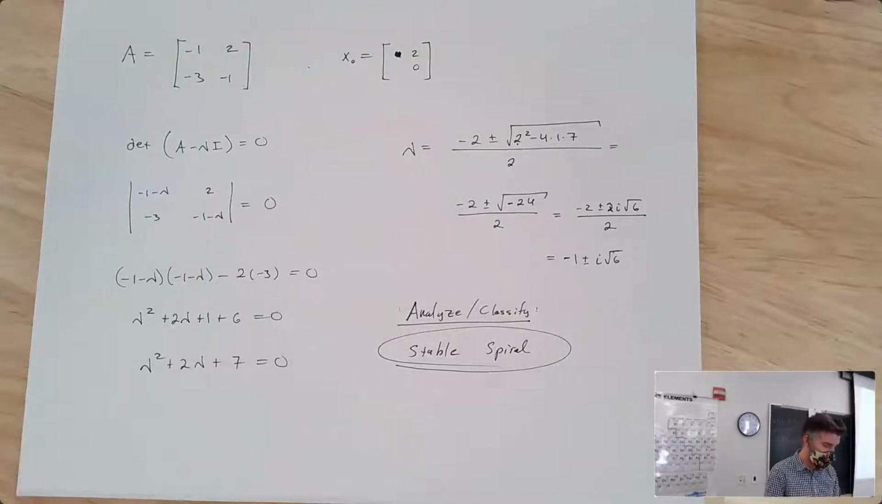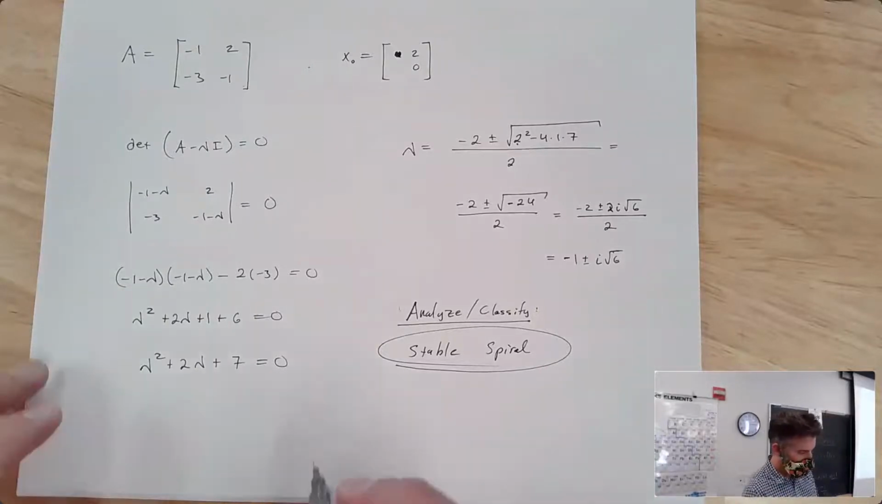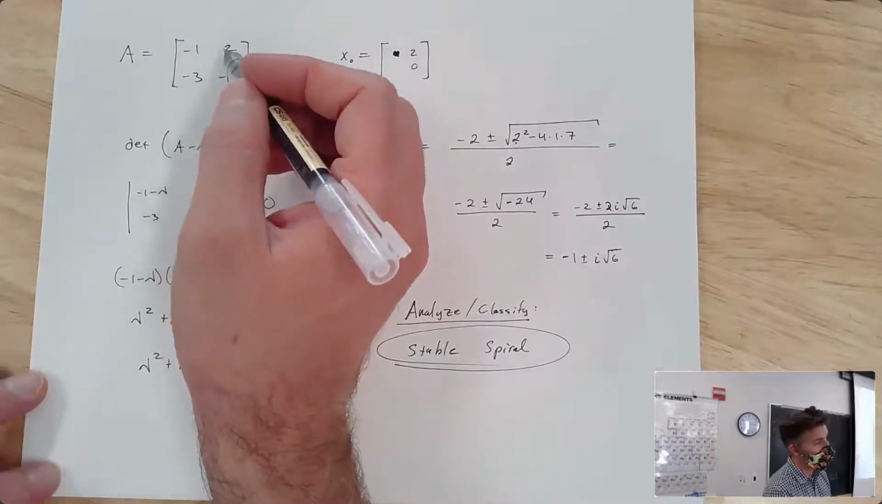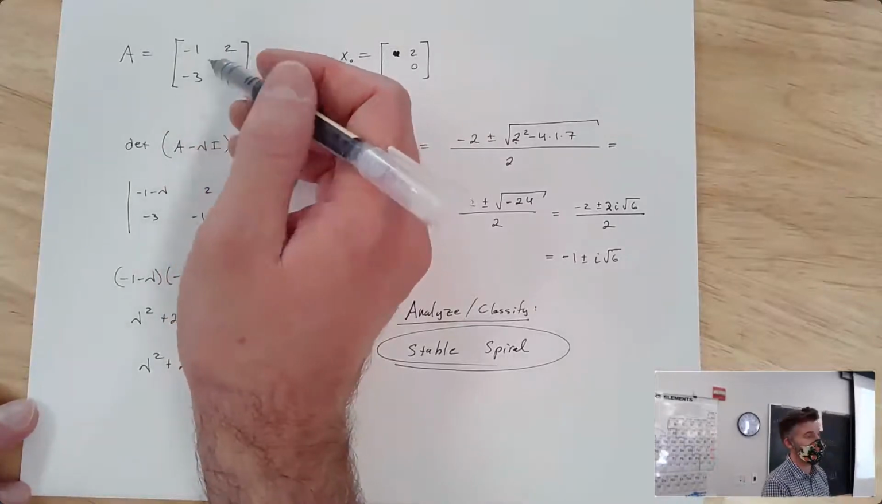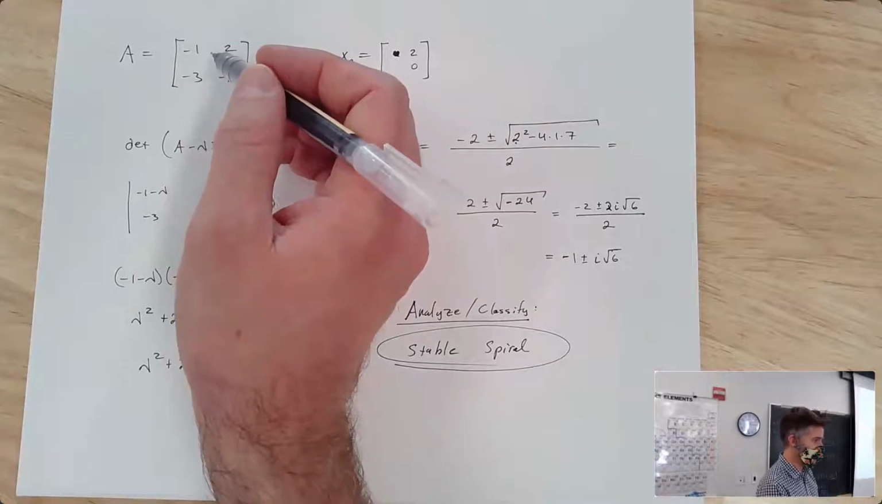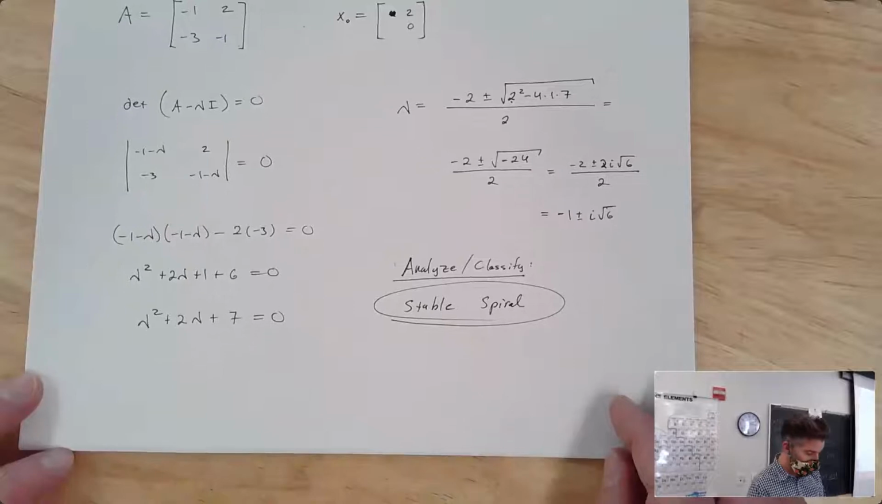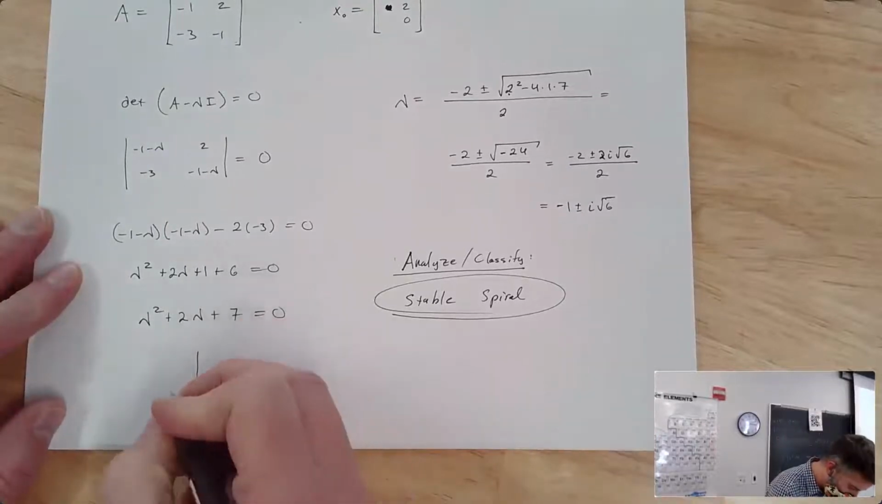And then we could talk about the direction of the spiral. I know I said things last time about what it meant if you had a positive here or a negative here. I literally don't remember which one it is, because it's never something I've been able to memorize. I know it's one way or the other. So since I don't remember, what I'm going to do instead is draw a little picture.